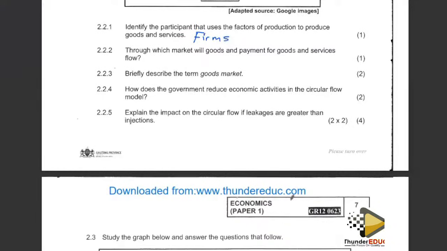Okay, right. Now let's move on to the next question, 2.2.2. Question 2.2.2 reads as follows. Through which market will goods and payment for goods and services flow? They flow under what we call the product market. Remember, I've already explained this product market. I said the product market is a market where goods and services are being bought and sold. Okay, right. Now let's move on to the next question, which is 2.2.3.